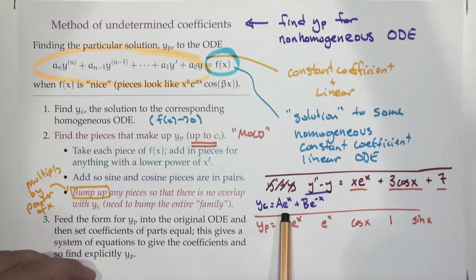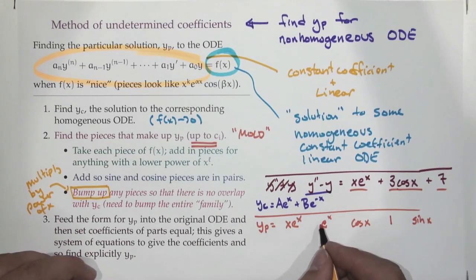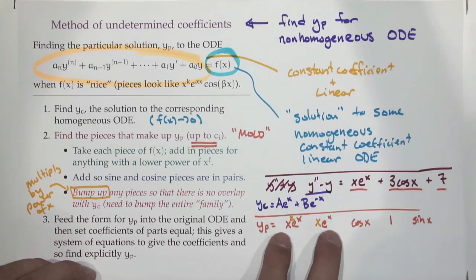So, our pieces for our complementary solution are e to the x and e to the minus x. Is that showing up anywhere in our list? The e to the x. Okay, so that means we have to bump that up. So, how do you bump? Well, we multiply by x. What power of x do we need to multiply by? Well, in this one, I just multiply by a single x, but here what would I do? Multiply by x squared. So I have to bump up the pieces so there's no more overlap. Of course, whatever the e to the x is, that whole family is being bumped up.